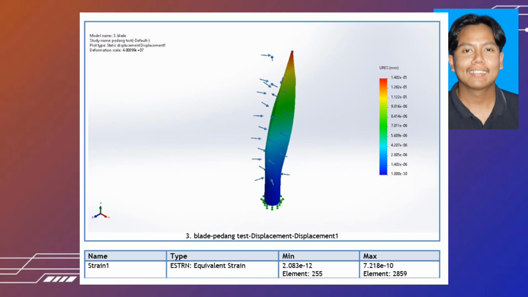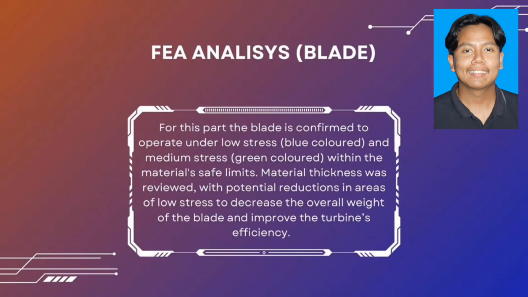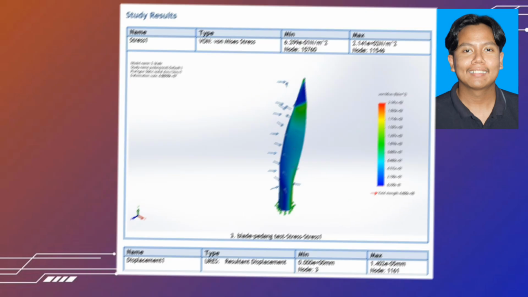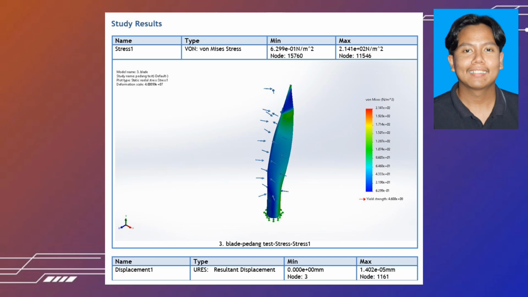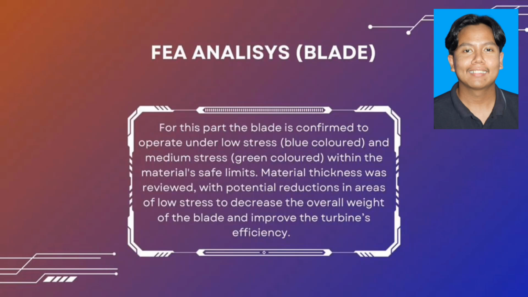FEA analysis. Blade. For this part, the blade is confirmed to operate under low stress, the blue coloured, and medium stress, the green coloured, within the material safe limits. Material thickness was reviewed, with potential reductions in areas of low stress to decrease the overall weight of the blade and improve the turbine efficiency.